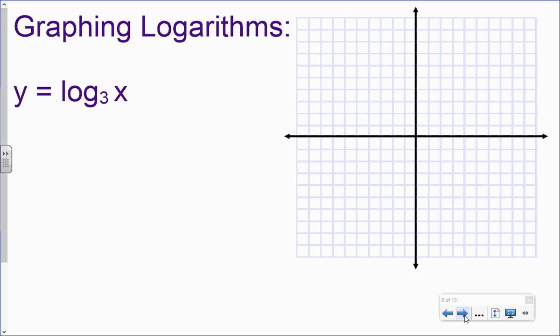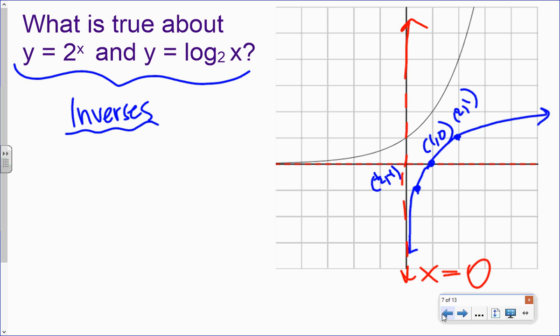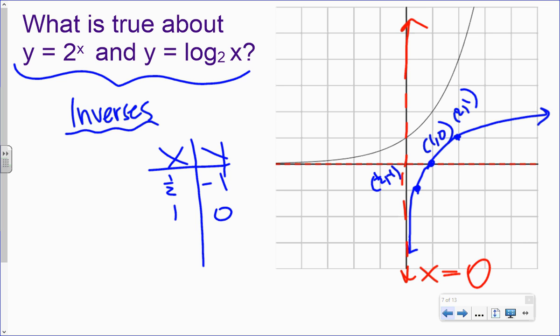So I want to start from scratch. I want to build a parent function for log base 3, and I want us to think about some of the relationships that are happening. I'm going to go back to log base 2 very quickly. If I were to make an x-y table out of these coordinates right here, what do you notice about those coordinates? They're flipped, right? We need to use that relationship to help us when we build our other logarithmic graphs.